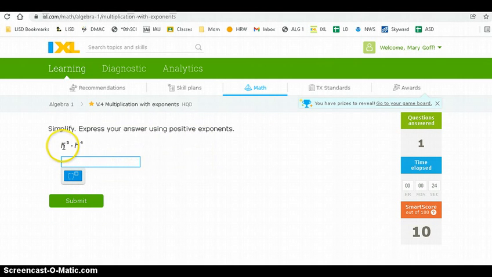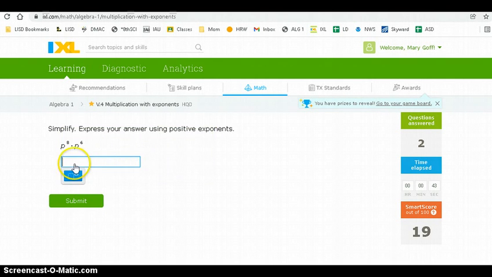Okay. H to the 5th is h times h times h times h times h. I think I said that 5 times. And then h to the 4th is h times h times h times h. But if you're multiplying all that together, that's just h to the 9th power.